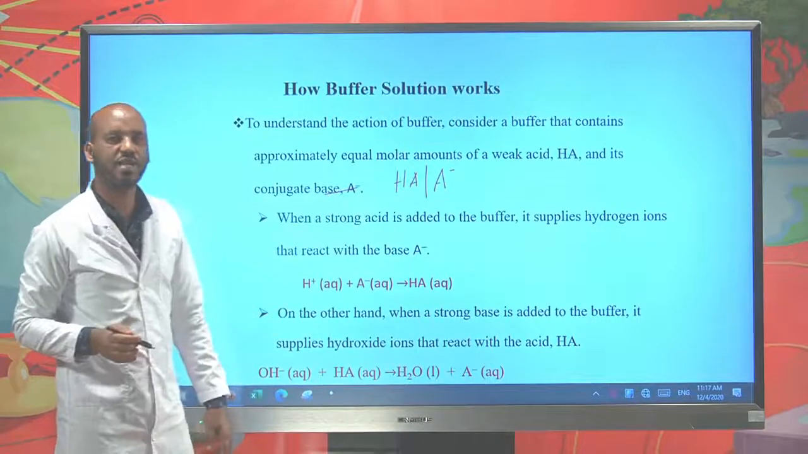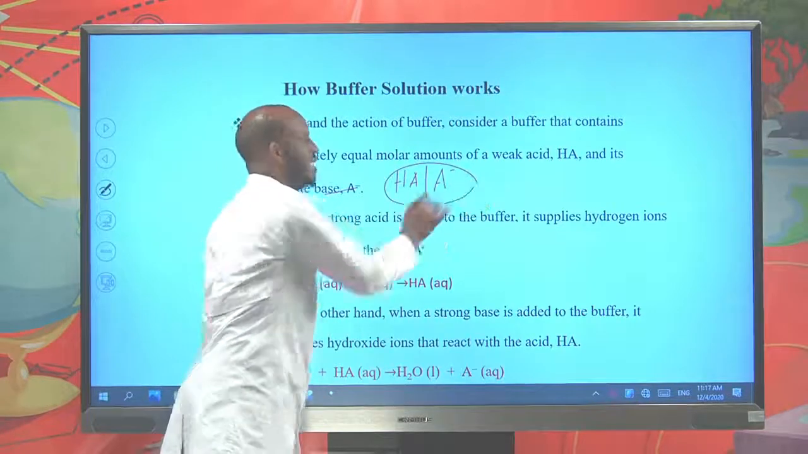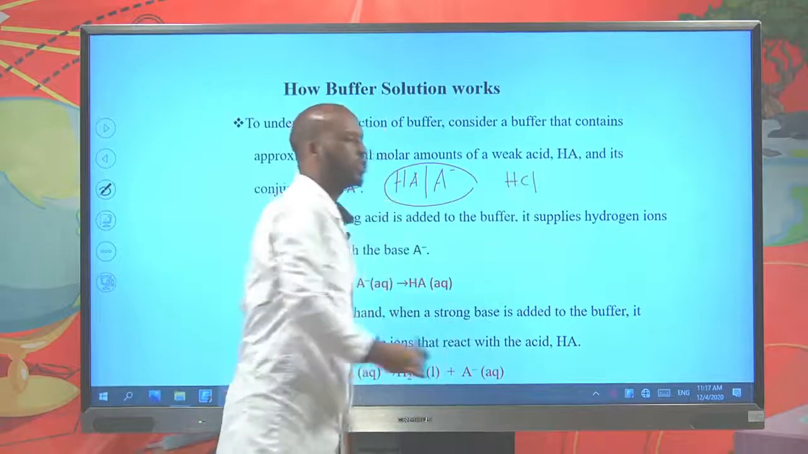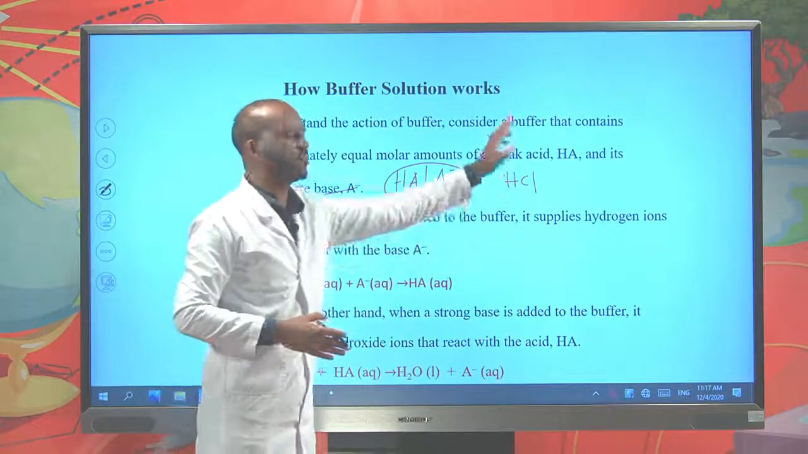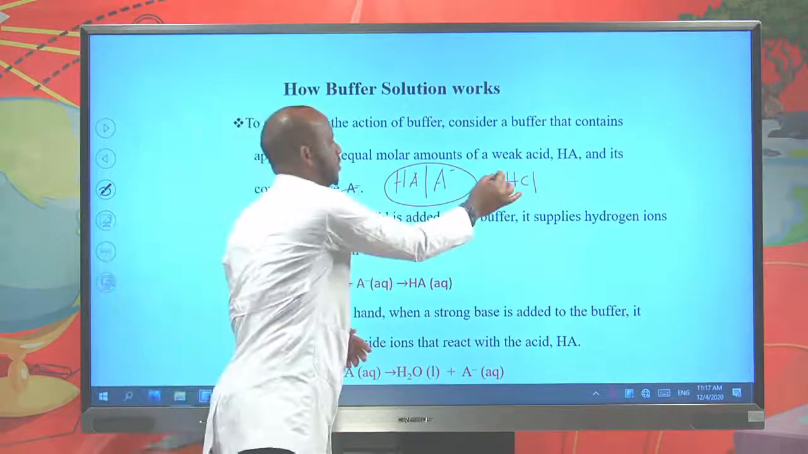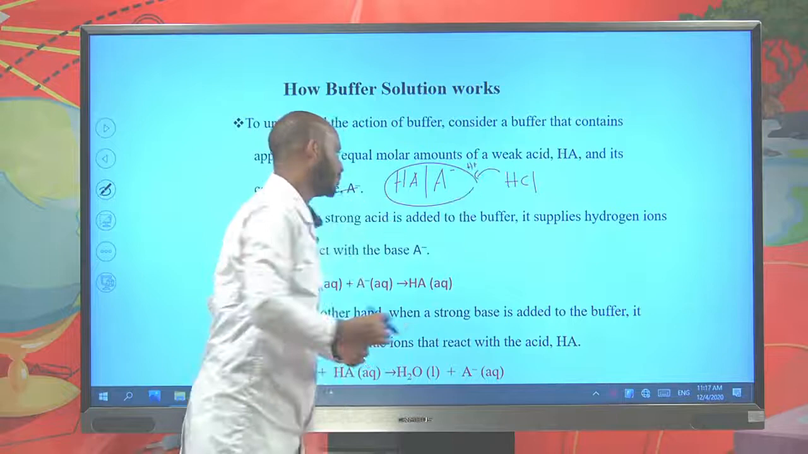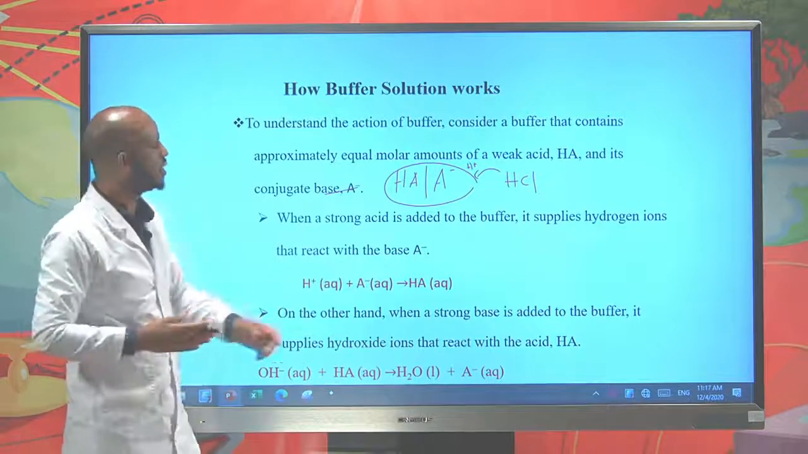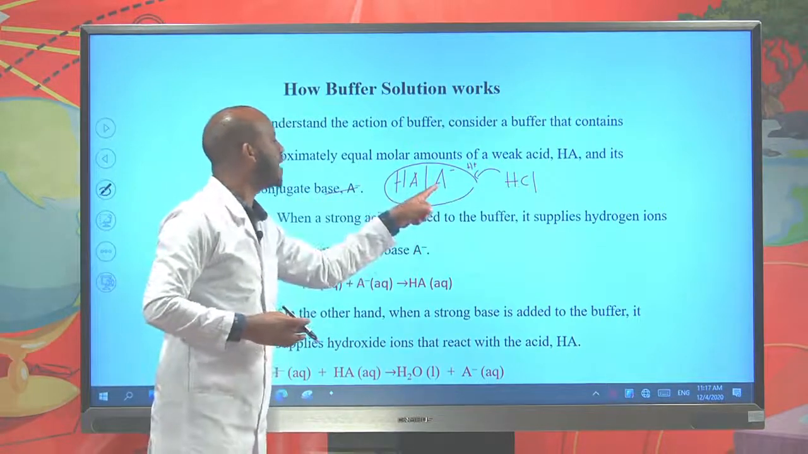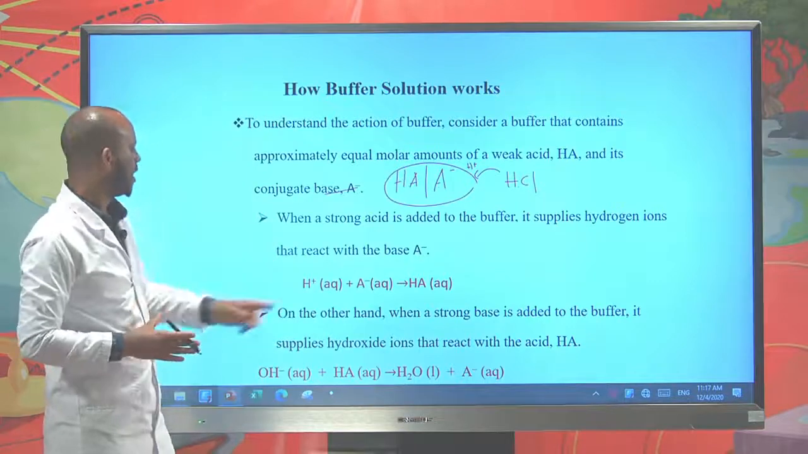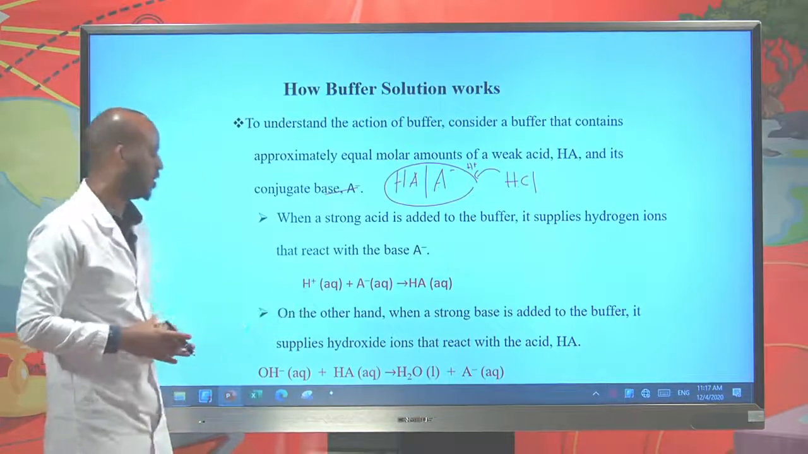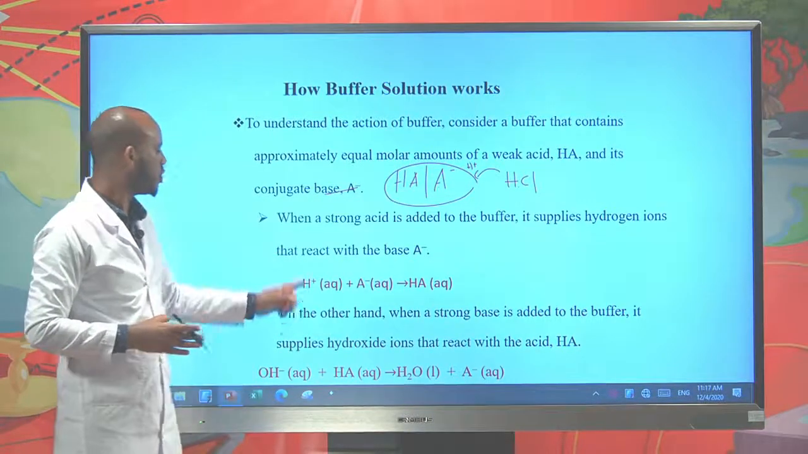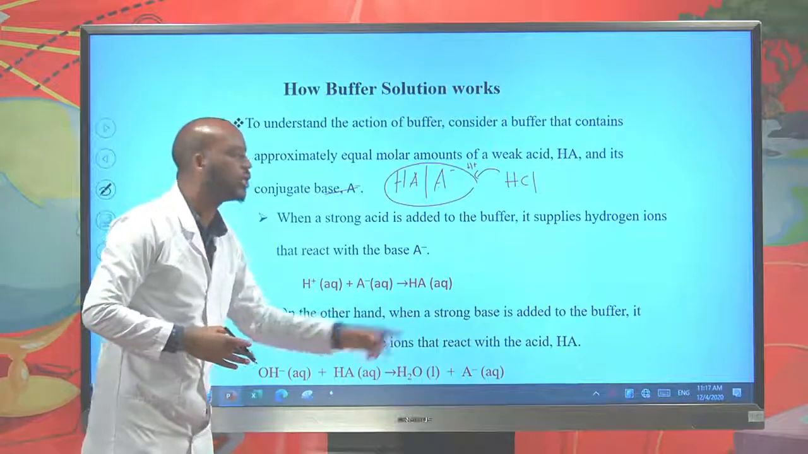When a strong acid like hydrochloric acid, HCl, is added to this buffer solution, the added hydrochloric acid provides hydrogen ions, H+. It supplies hydrogen ions that react with the base. Now the added acid reacts with the base A minus. Therefore, H+, the added acid, plus A minus, the conjugate base, gives HA.